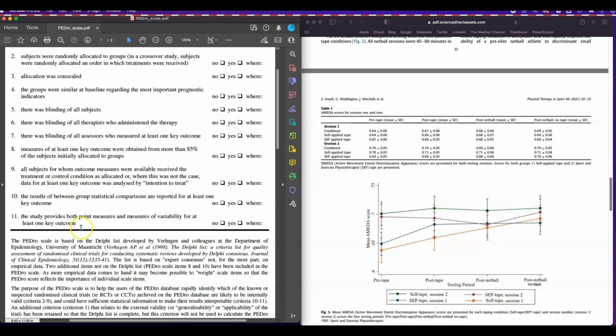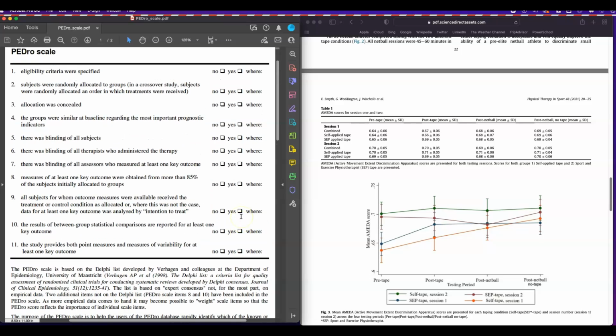And then last but not least would be the study provides point measures and measures of variability for at least one outcome. So by this, point measures typically mean the mean, and measures of variability is most often the standard deviation. So here we can see we have a mean and we have a standard deviation. Similarly, we have a mean and we have a standard deviation. So that would be yes.